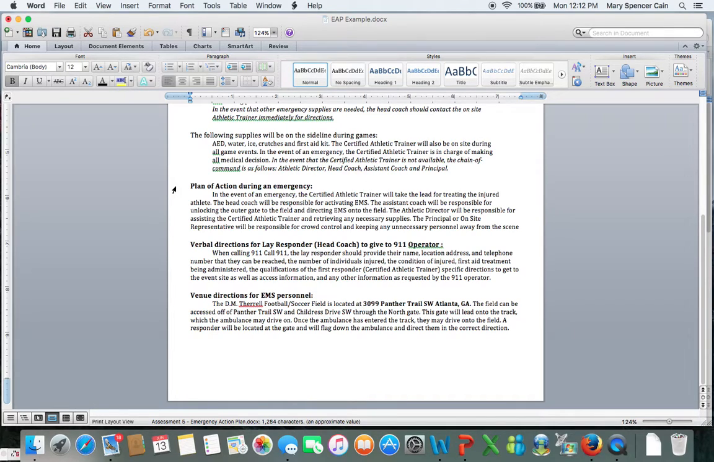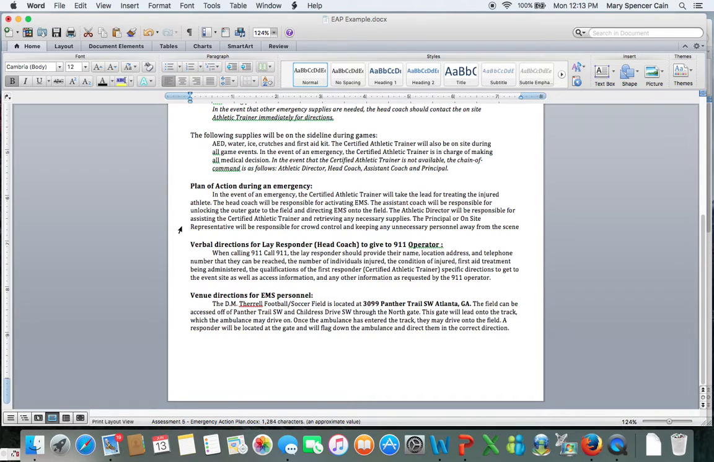I tell you who does what. The head athletic trainer is going to take the lead on treating the athlete. The head coach is going to be responsible for activating EMS. The assistant coach is going to go unlock the outer gates, because you have to have access to the field. The athletic director is going to assist the athletic trainer if they need someone to go find the AED or get a vacuum splint for an open fracture. They know where those are, and they know that it's their job to go get it in that situation. And then you'll see a principal or on-site representative just for crowd control.